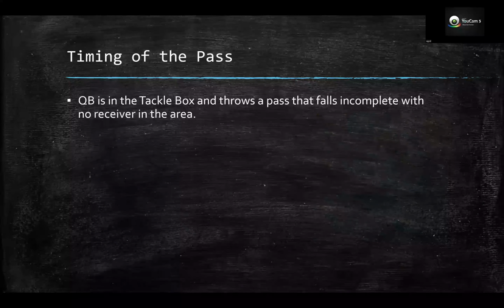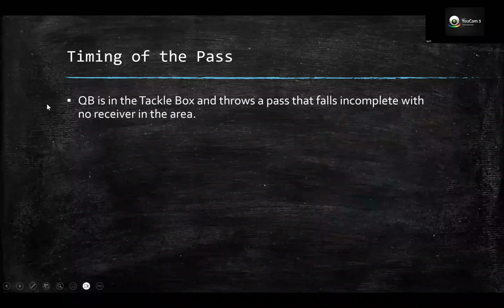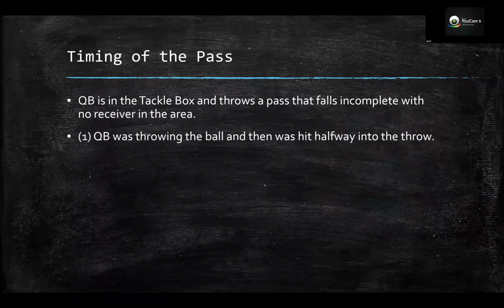All right. Timing. Quarterback's in the tackle box and he throws the pass that falls incomplete with no receiver in the area. As referees, we should be thinking, all of a sudden, antennas should be up. Something's going on here. But in this situation, the first scenario, quarterback was throwing the ball and he was hit halfway through the throw. That's the scenario we just talked about. There's no foul there for intentional grounding.